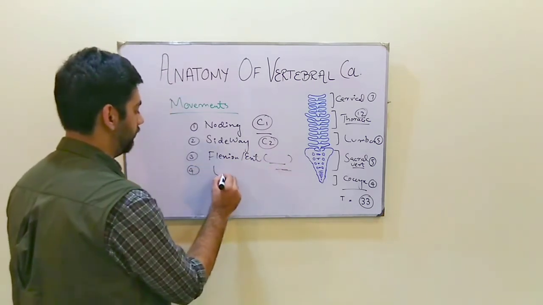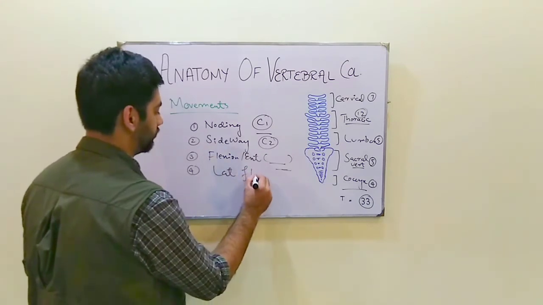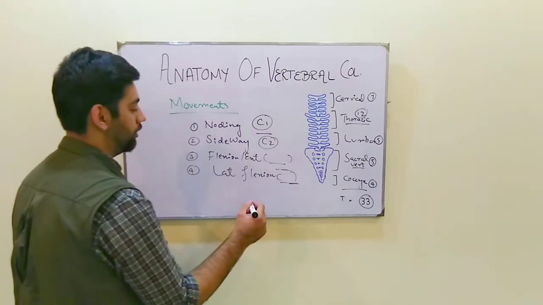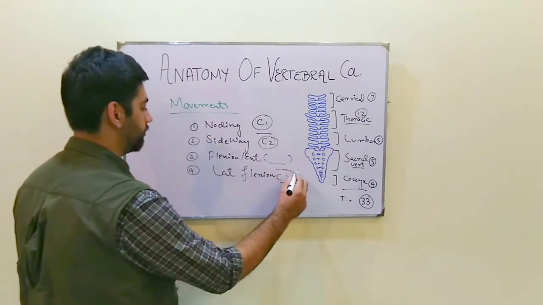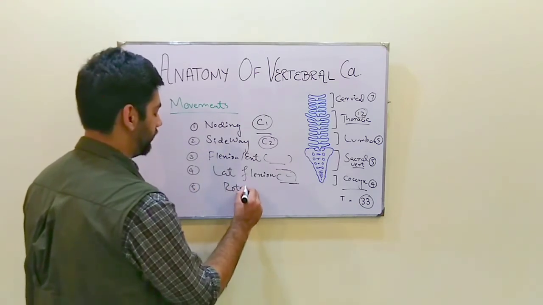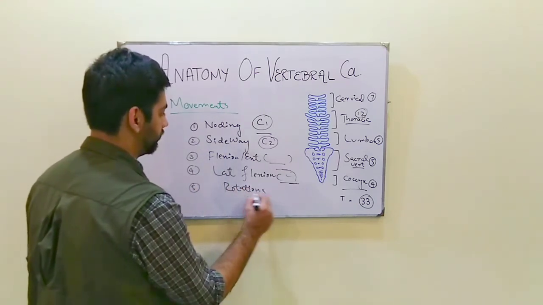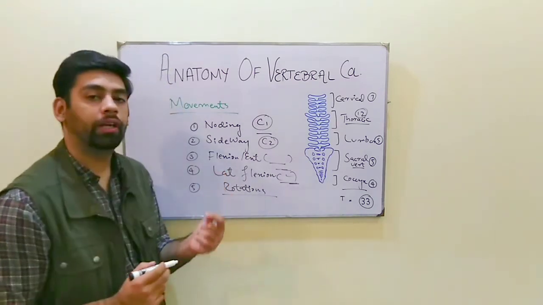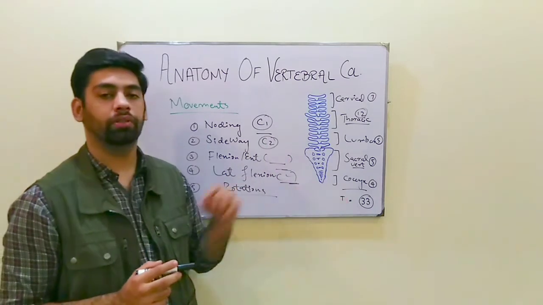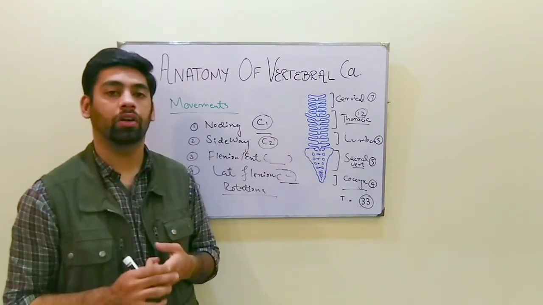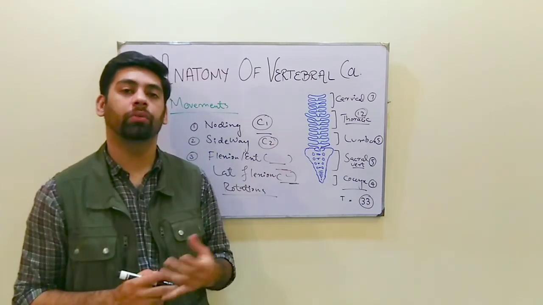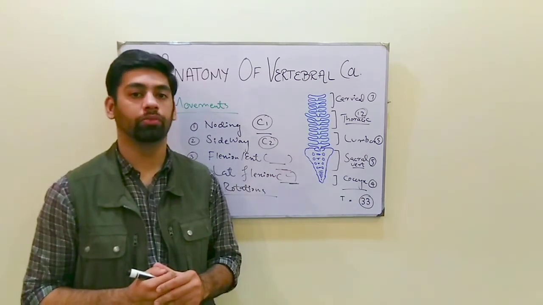Then there is lateral flexion, which is also possible around each level. And then there is rotation, which is also possible. So these are the different types of movements which can occur at the different regions of the vertebral column, but they vary according to the region. Some regions allow a greater degree of motion, while some allow a lesser degree of movement.